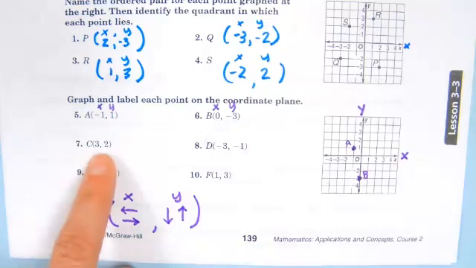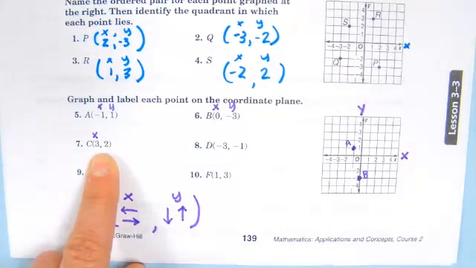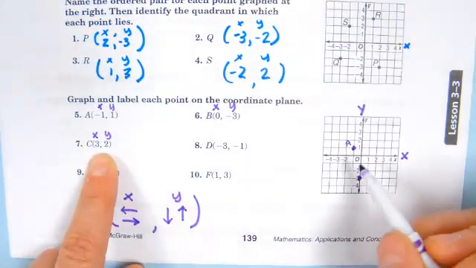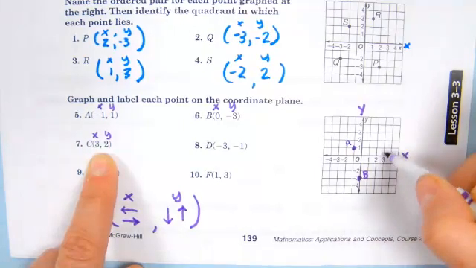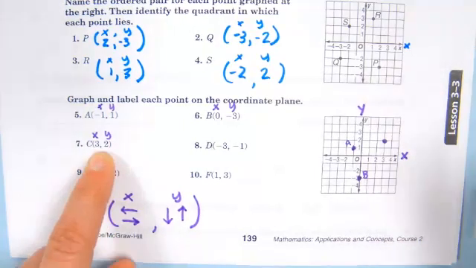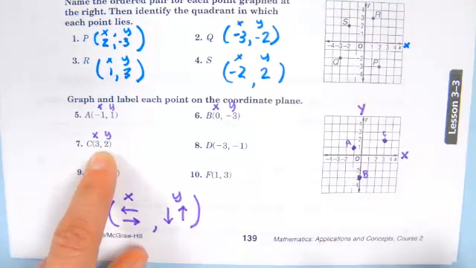All right. On to 7. Point C is 3, 2. So we're going to use our x-axis to go to 3 and our y-axis to go to 2. So we're going to go right to 3 on the x-axis and up to 2 on our y-axis because they're both positive. And we're going to label that letter C.